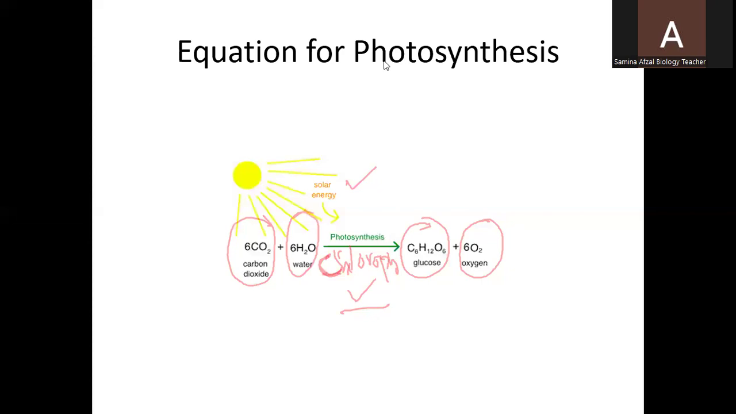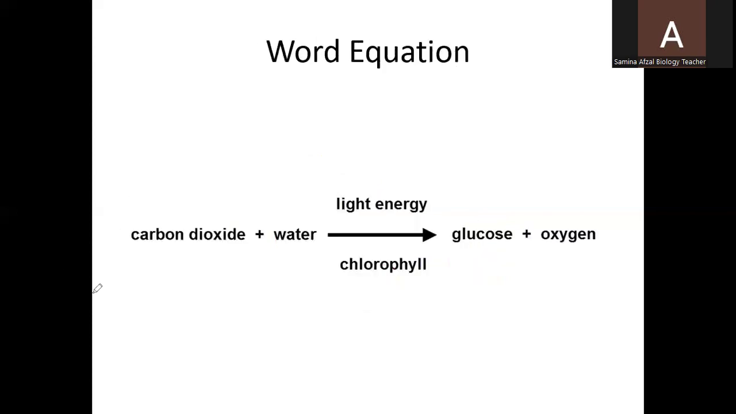Now, next, you can see in the next slide, there I have written the word equation. Sometimes they ask about the word equation. Simple, you have to write carbon dioxide plus water, glucose and oxygen, with light energy and chlorophyll. It is a must to write because without this, photosynthesis cannot take place. You must write all these things when you are going to write any type of equation, whether it is a balanced equation or a word equation.